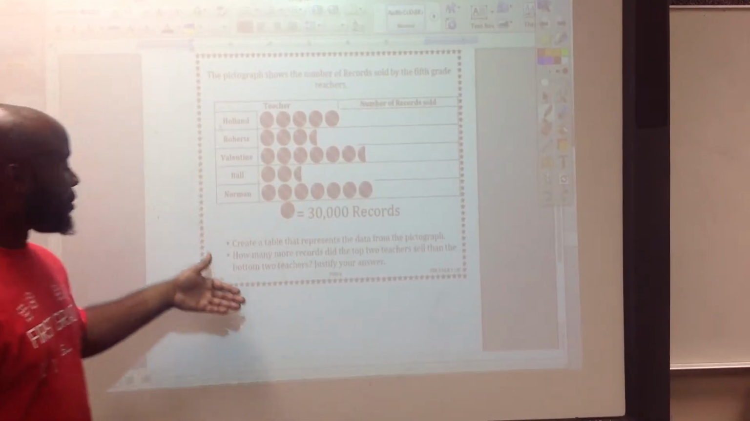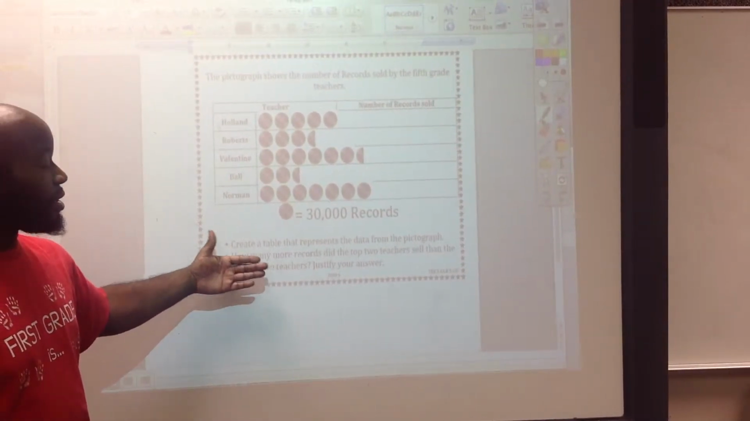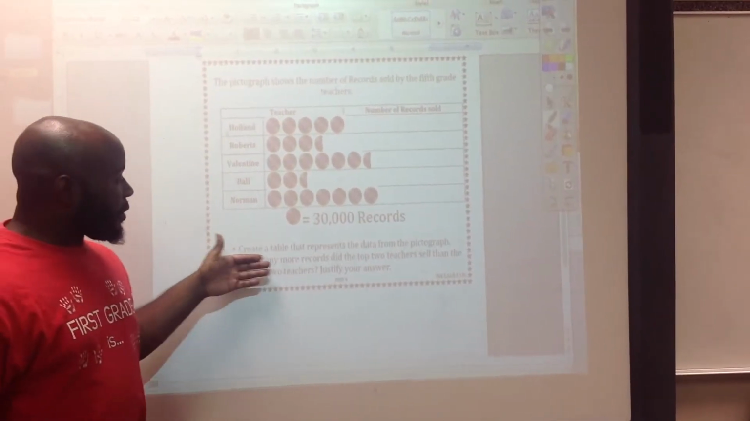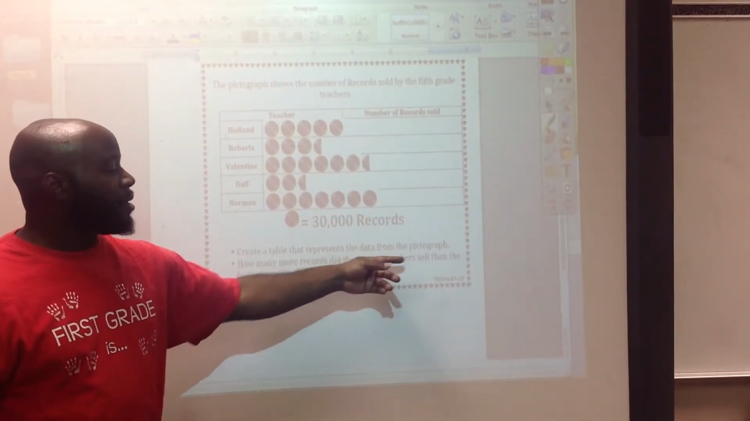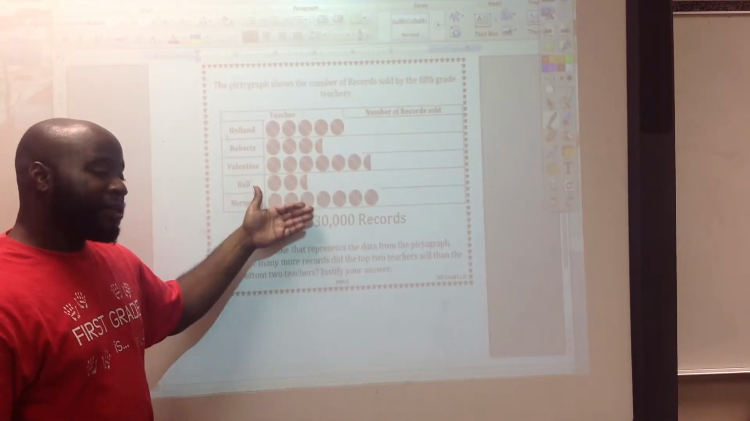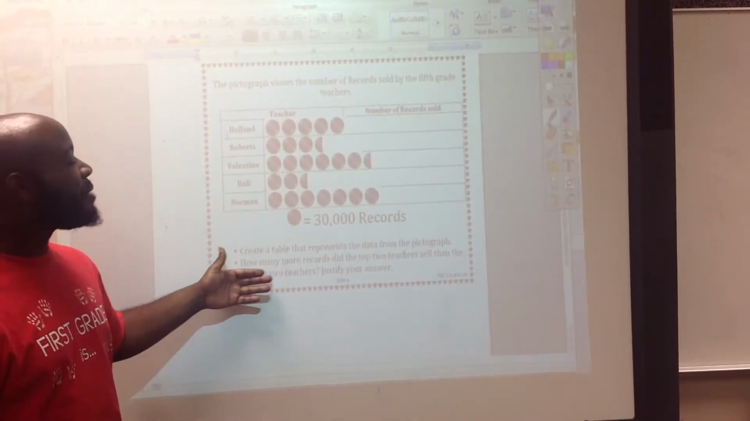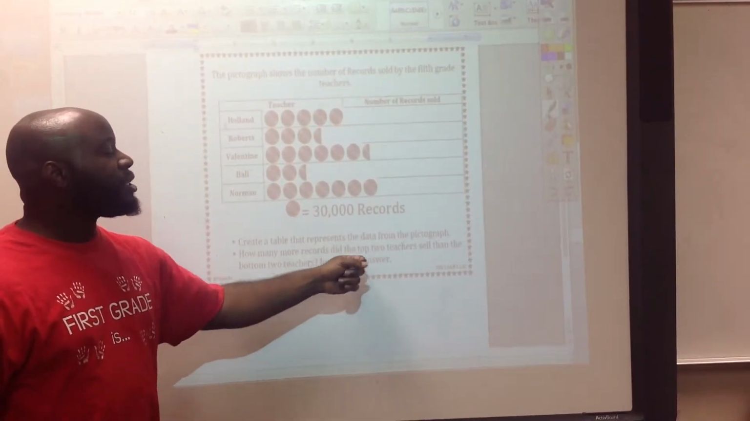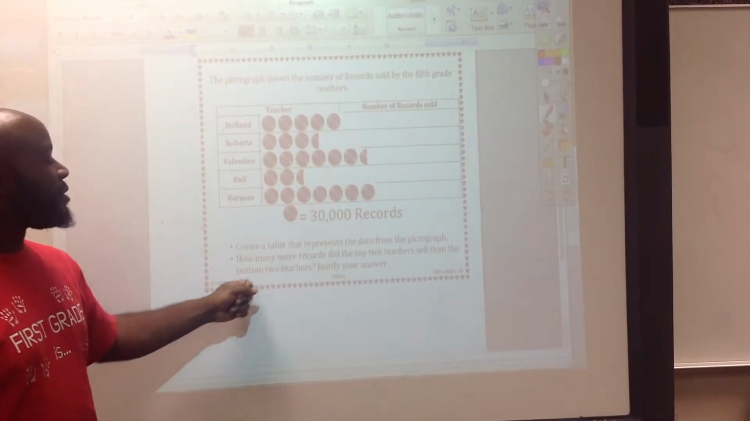So I'm going to go down here to some information that's given right here for us to solve on our problem. It says create a table that represents the data from the pictograph. So first and foremost, I'm going to have to do some interpreting of this pictograph. And then it says how many more records did the top two teachers sell than the bottom two teachers sell?